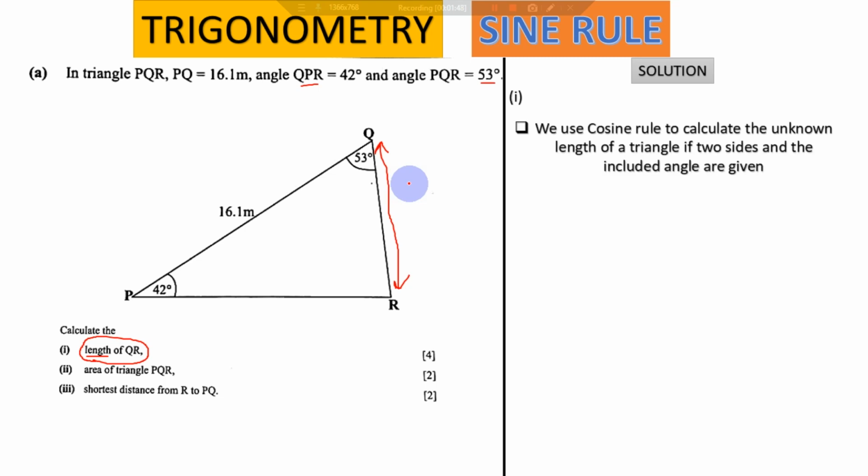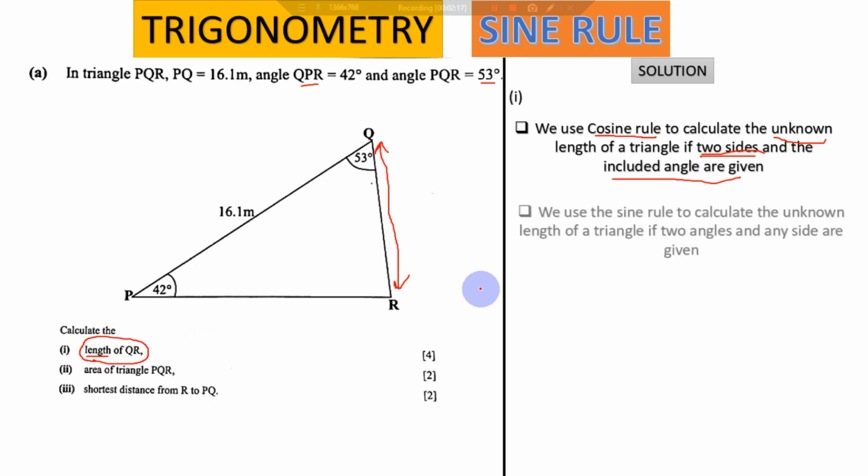So for instance, if we want to use cosine rule, we're supposed to be given two sides and the included angle. If we want to use cosine rule to calculate an unknown length of a triangle, we're supposed to be given two sides and the included angle. When you look at this setup here, we only have one side and two angles, meaning cosine rule cannot work here. Let us go to sine rule.